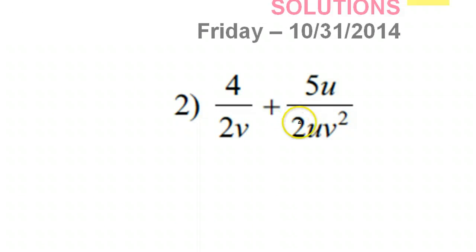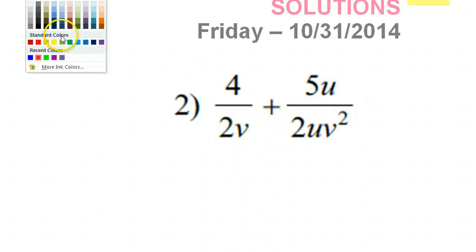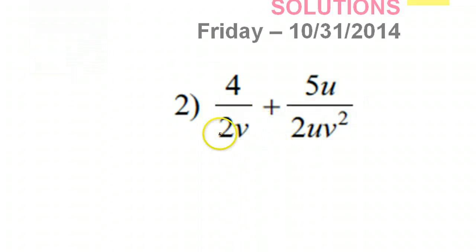Alright, let's look at number 2. Now we've got a 2 in both denominators. Now, in alphabetical order, the first variable is uv. So the right side has a u, the left denominator does not. So I'll give it a u, got to do it in the top and the bottom.